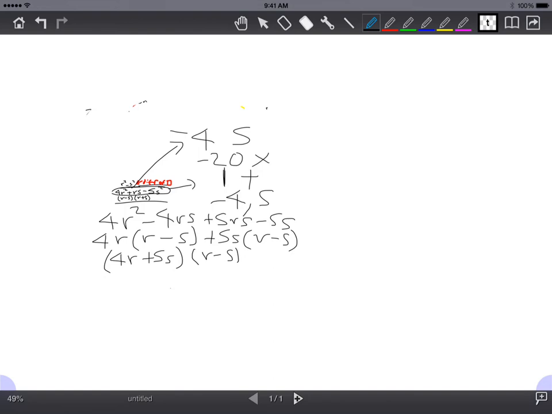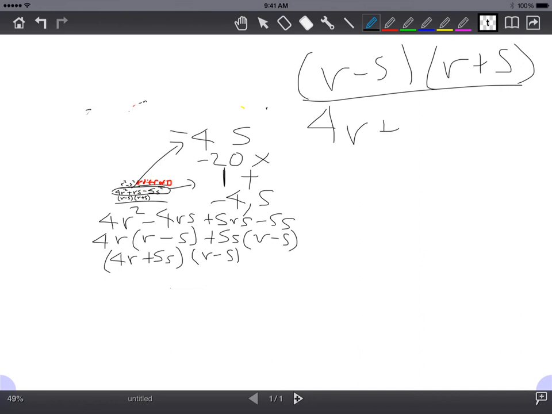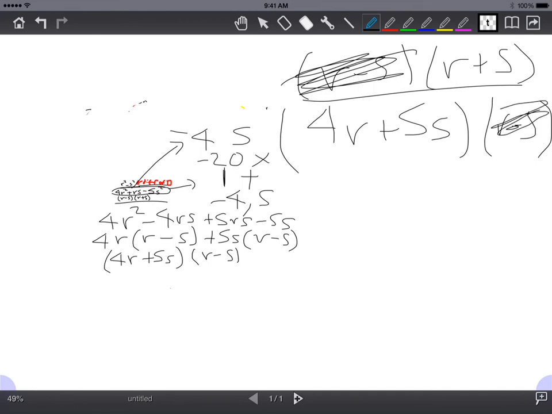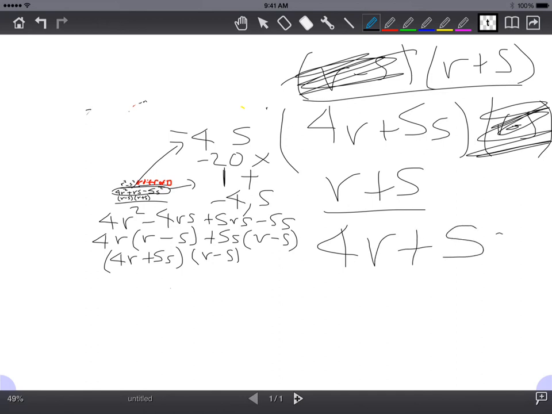So now let me just do a recap here of what we have. In our numerator, r minus s into r plus s, all over 4r plus 5s into r minus s. Okay, so then the r minus s's cancel out, and we're left with r plus s over 4r plus 5s.